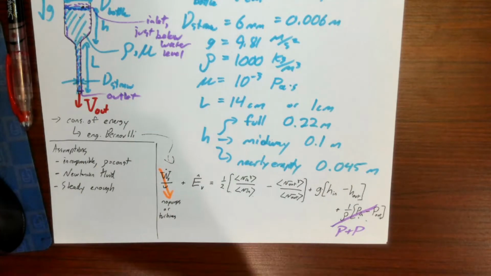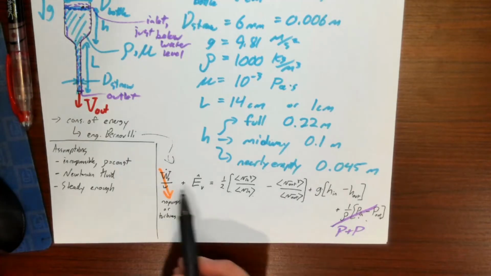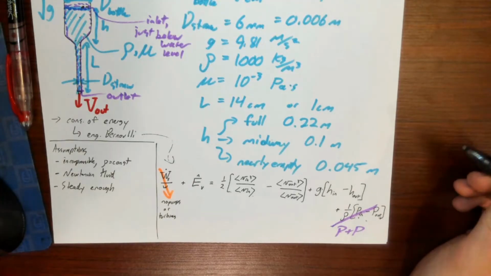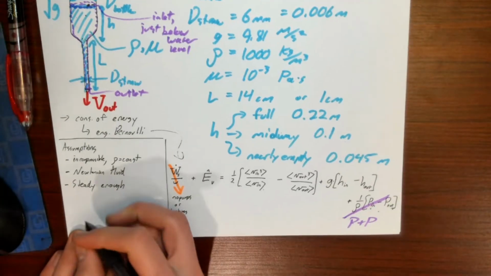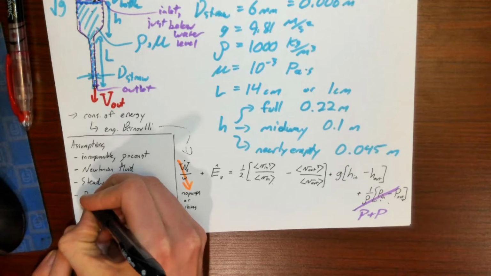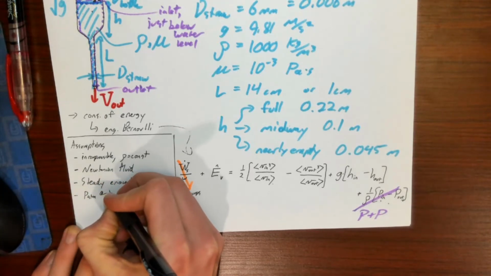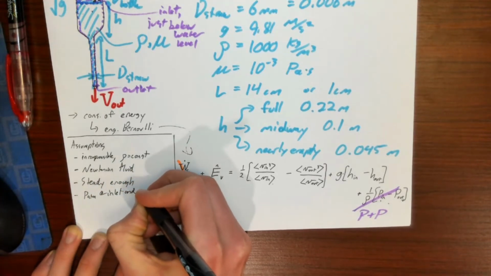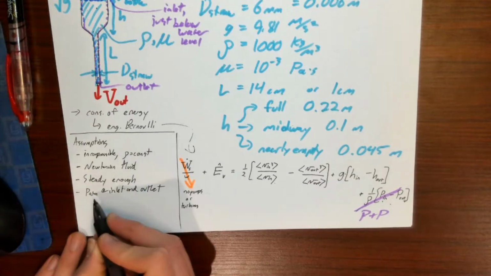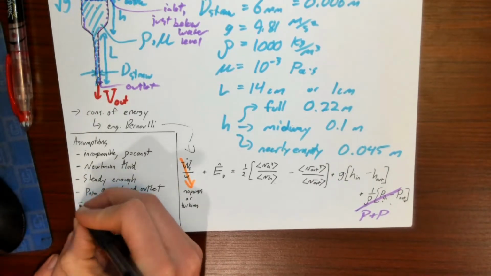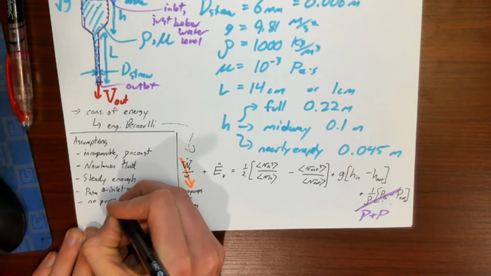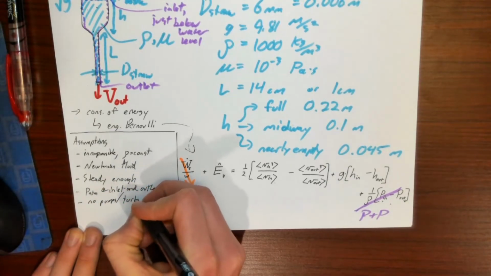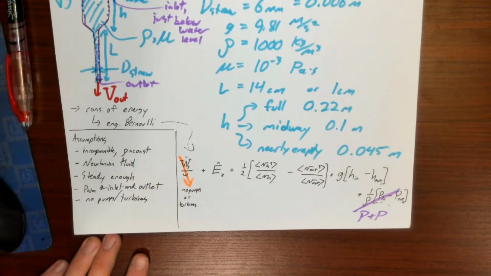All right, so here we are, making progress, canceling out terms. I guess we should add atmospheric pressure at inlet and outlet to our assumptions, and no pumps or turbines also to our list of assumptions that we're going in with.